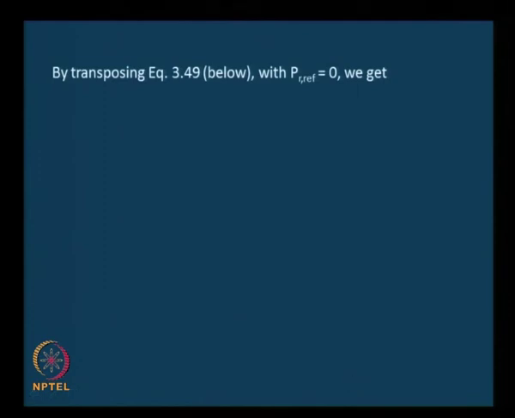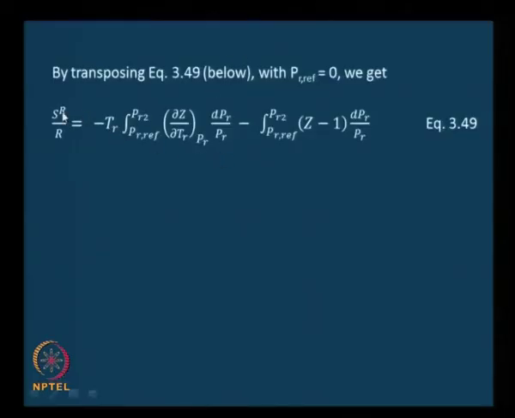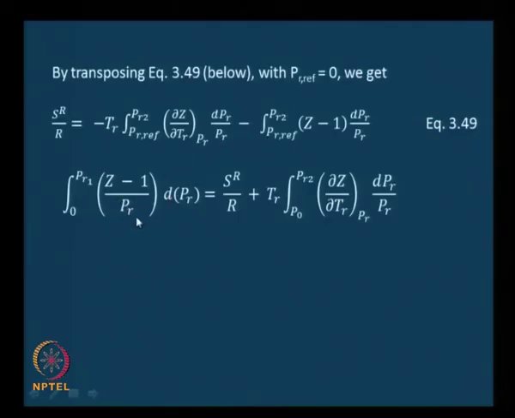Now by transposing equation 349 below, think of the second hint that was given, try to express it in terms of the other reduced properties SR and HR and so on. Equation 349 is given here for quick reference. 349 was SR by R equals minus TR, integral from PR reference to PR2 of dou Z dou TR at constant PR by PR dPR, minus integral of PR reference to PR2 of (Z minus 1) by PR dPR, and this can be written as the integral of (Z minus 1) by PR dPR, which equals SR by R plus TR into integral from 0 to PR2 of dou Z dou TR at constant PR dPR by PR.